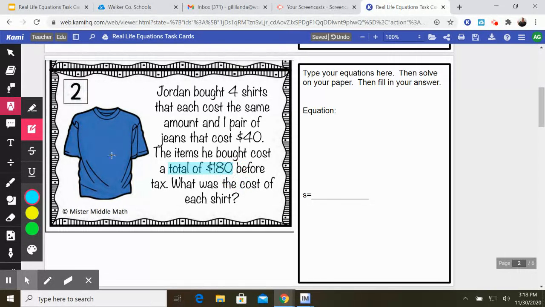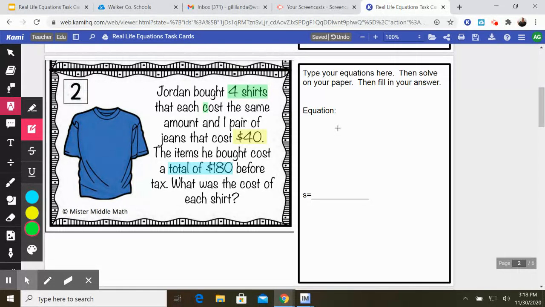I know he bought one pair of jeans and they were $40, so that's a constant. It's not going to change. This is what I don't know. I know he bought 4 shirts, but I don't know the cost. So he bought 4 shirts, and the mystery here is the cost, so I'm going to use a variable of C. So let's write that equation.